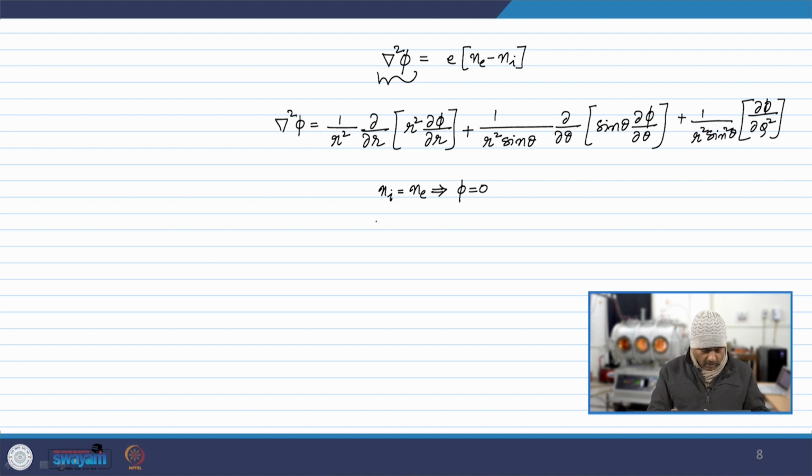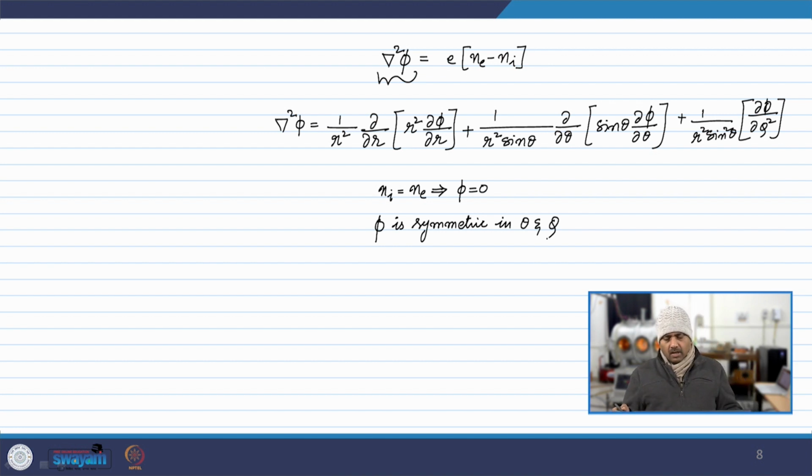Let us assume the potential phi is symmetric in theta and phi directions. What does it mean? It is not varying with respect to theta and phi, that is it. So, it is only varying as a function of distance, but along the azimuth it is not varying, it is constant, right. Which means that we can neglect the dou by dou theta terms and dou by dou small phi terms; they are 0. Since we are no longer dealing with 3 independent variables and 1 dependent variable, we have only 1 independent variable and 1 dependent variable. That means we can get rid of all the partial derivatives and we can write the total derivative, right.